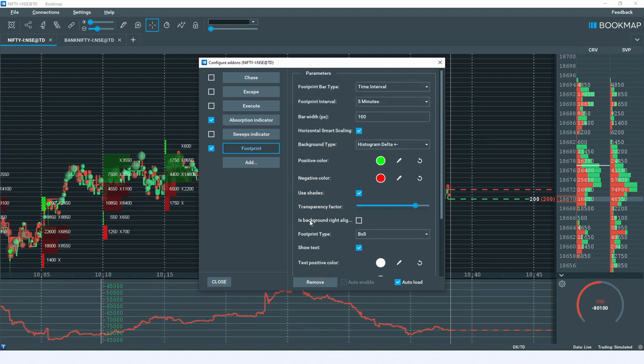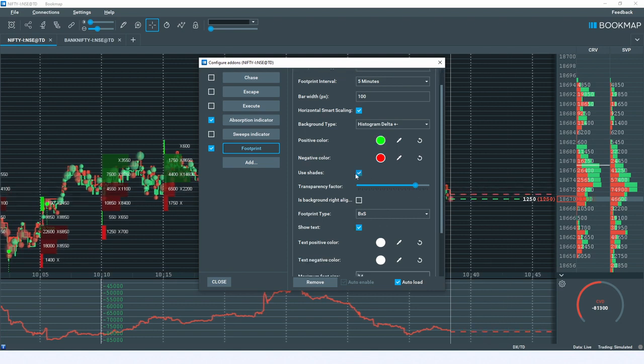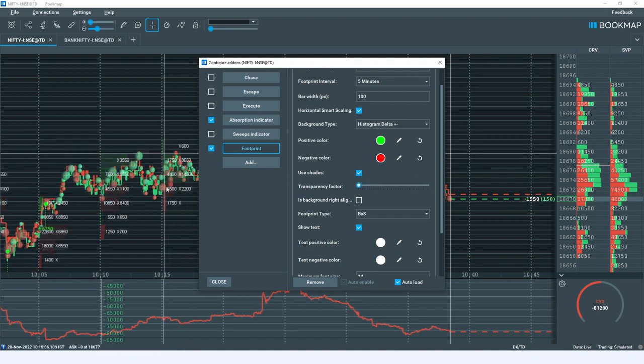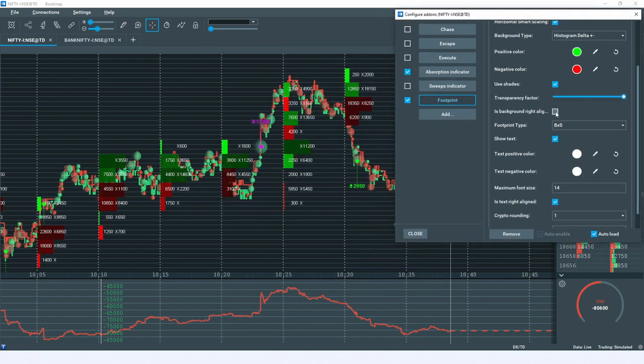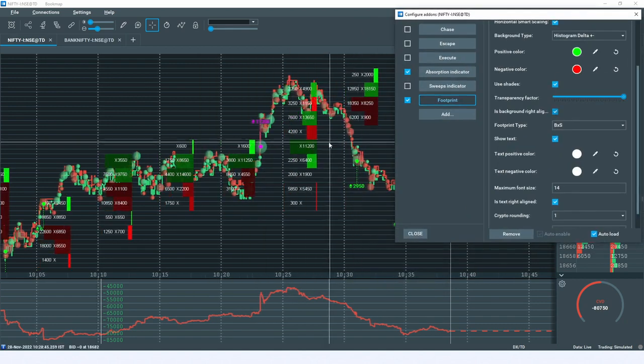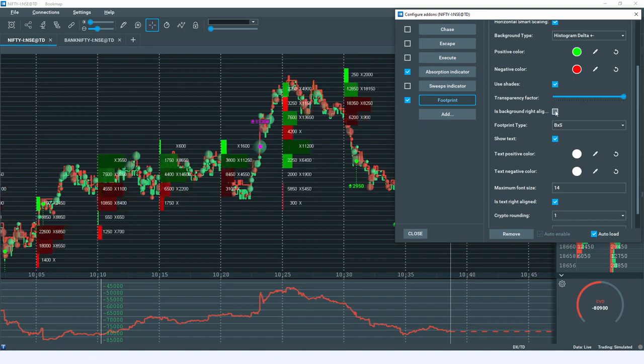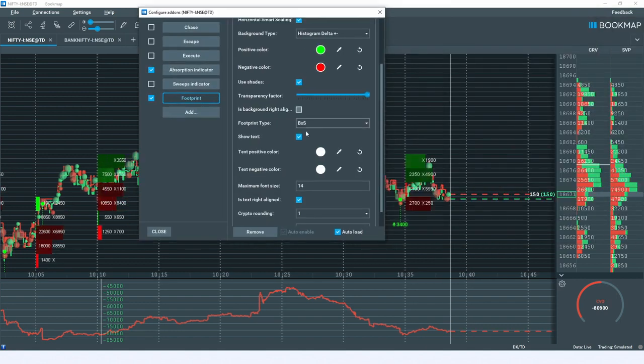I'm using a histogram delta plus and minus, positive color green and negative color red, and I have enabled the use shades option. Transparency factor, you can change this according to your preference. If I reduce the transparency, the bar will be reduced, so if you keep it full, it will be clearly visible. Background right and left aligned, I want to keep it left aligned. If I enable right, it will be the opposite alignment. So it's basically the visual factors.